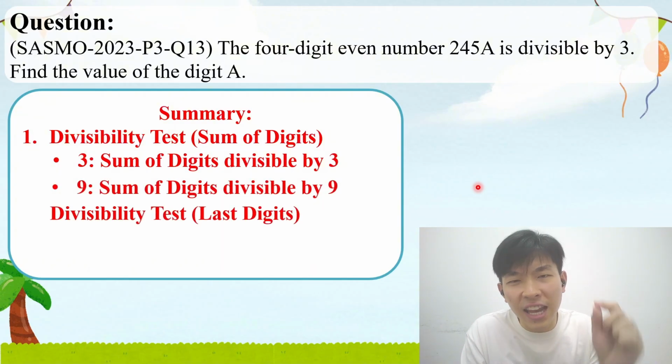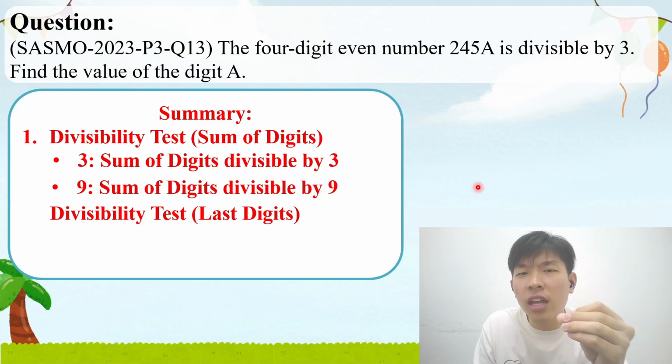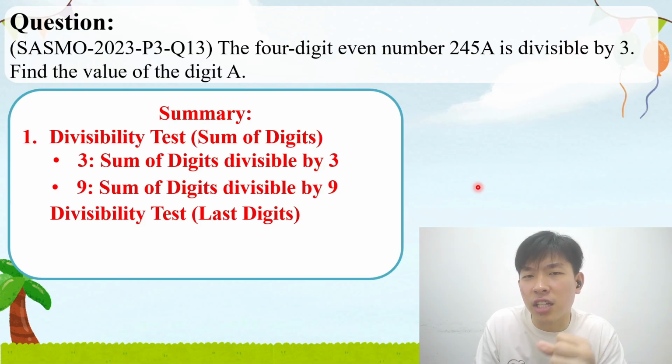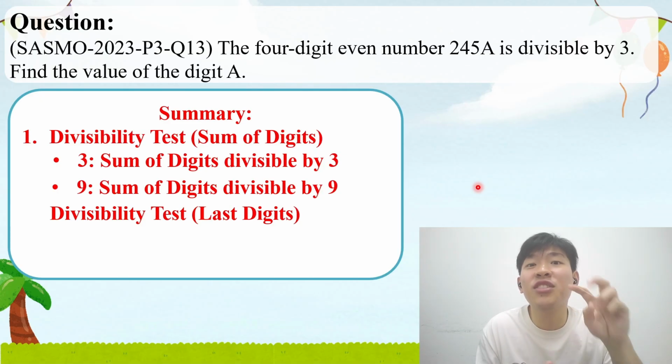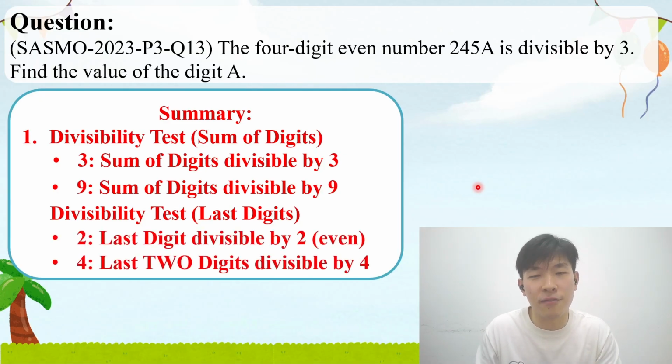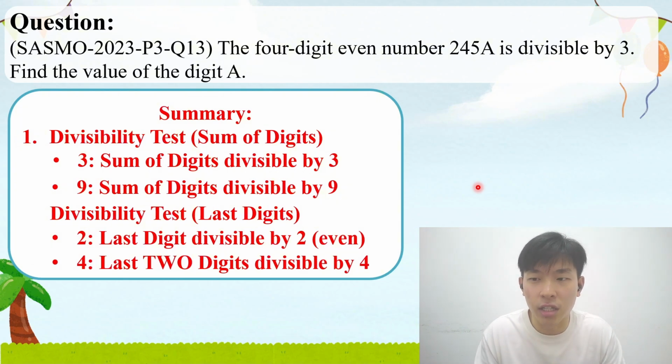And for the last digits, it will be 2 and 4. For 2, how many last digits do we look at? Very good. Just need to look at the last digit. What about for 4? Very good. You need to look at the last two digits, whether it is divisible by 4. So here are the very common divisibility tests that are tested in various mathematical competitions: 3, 9, 2, and 4. Remember, they are almost very similar. Sum of digits, 3 and 9. Last digits, 2 and 4.